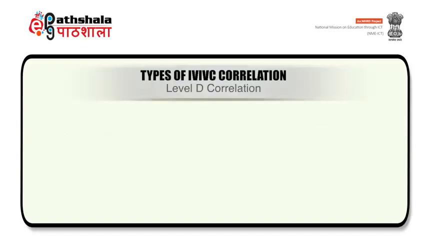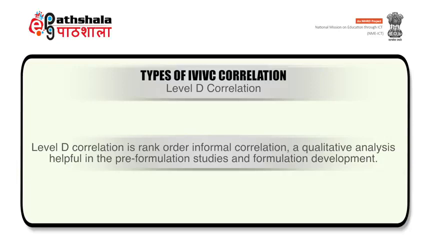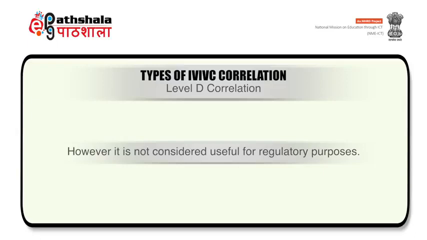Now, level D correlation. Level D correlation is a rank order informal correlation, a qualitative analysis helpful in the pre-formulation study and formulation development. However, it is not considered useful for regulatory purposes.